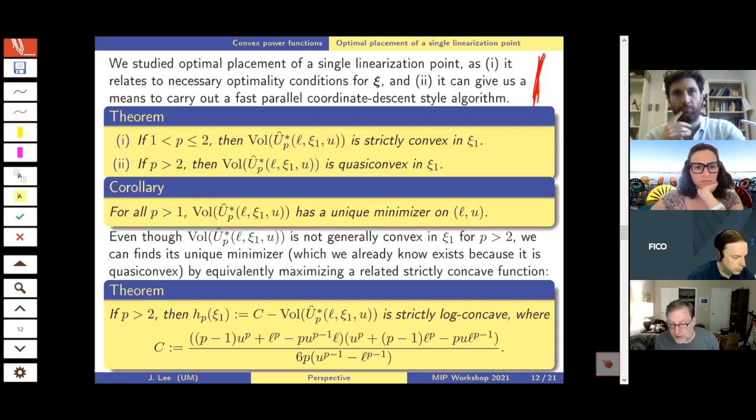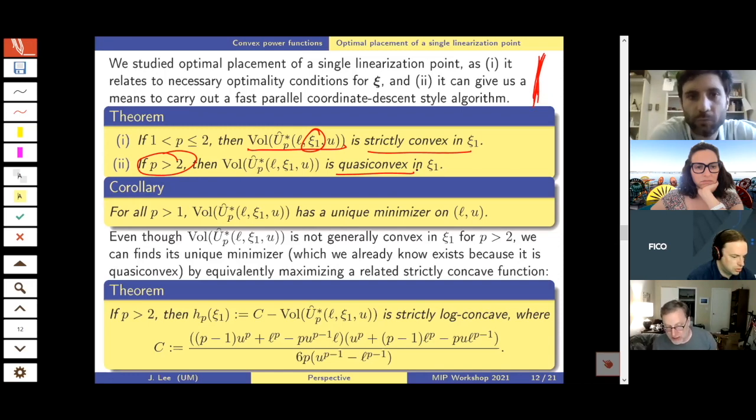So expanding on what I was saying before, this volume function for a single breakpoint is strictly convex in that breakpoint. But if the power is bigger than 2, it's only quasi-convex. So the lower level sets are convex sets.